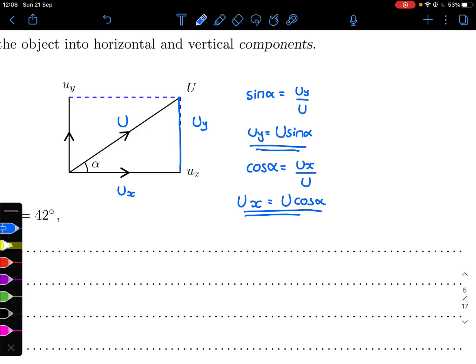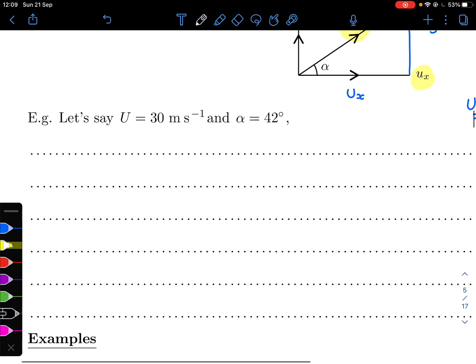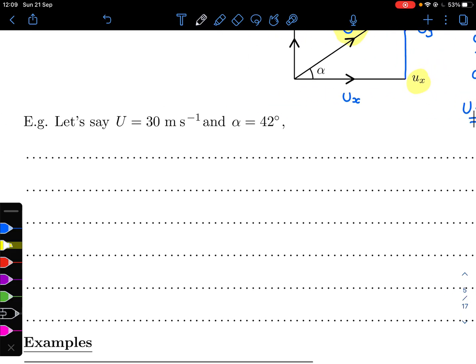So it's best if you remember them as quickly as you can, because we'll be using those every time we are given an angular velocity and need to split it into its vertical and horizontal components, which will be most of the problems we see in this chapter. So, quick example of just doing that.